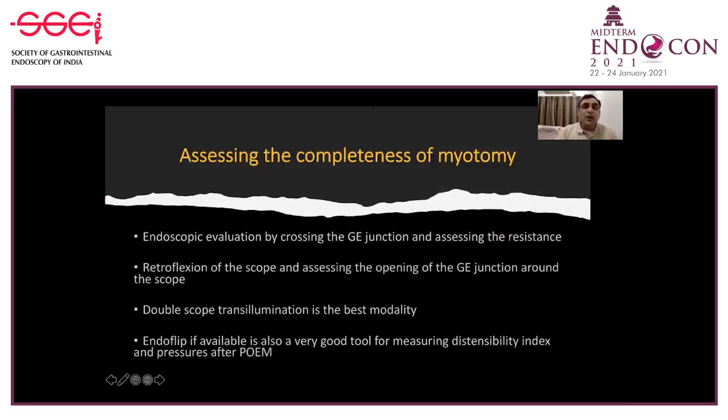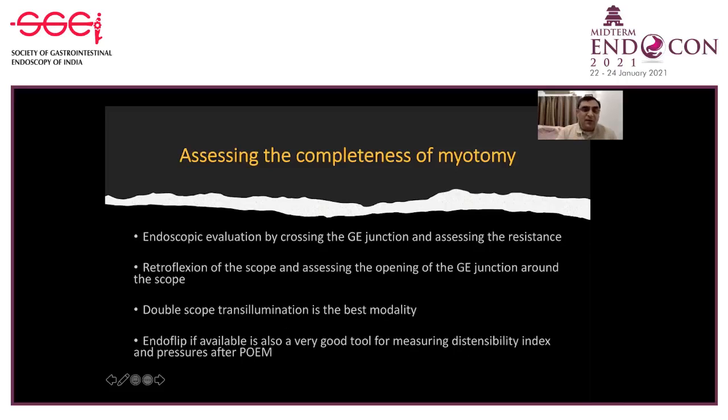Now, how to assess the completeness of myotomy? Endoscopic evaluation: just by crossing, you will see that the resistance has gone. Going into the stomach and doing the retroflexion, we will see that the G junction is open around the scope. Very important is the double scope transillumination technique, which is the best modality to assess. And if EndoFLIP is available, it is also a very good tool for measuring distensibility index and the pressures after POEM.